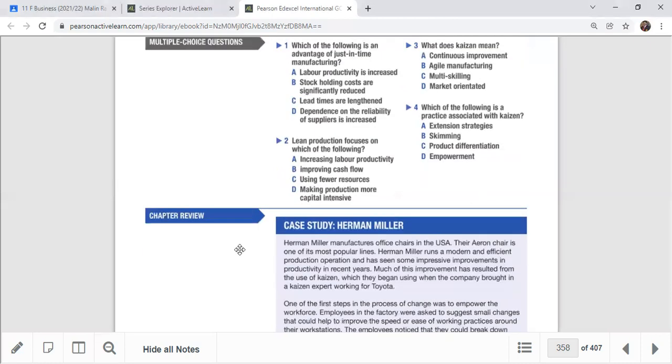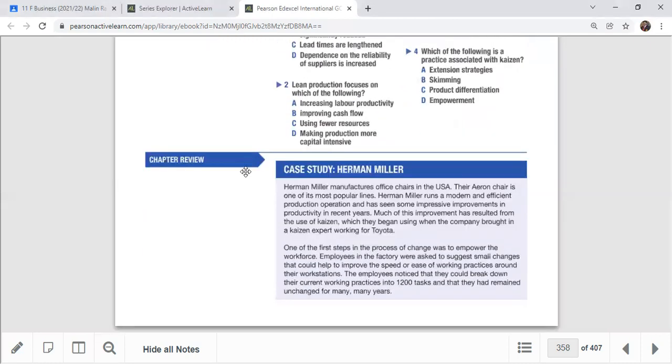It's a very important case study, a very famous case study called Herman Miller. Herman Miller, right? So I'll invite this student to read the question. Divine, can you read this question, please? Yes, sure. Herman Miller. Herman Miller manufactures office chairs in the US. Their Aeron chair is one of its most popular lines.